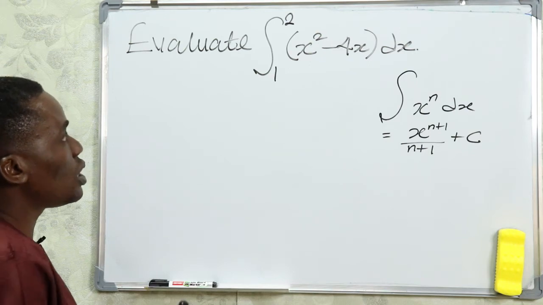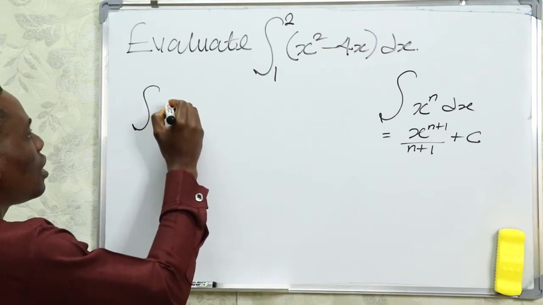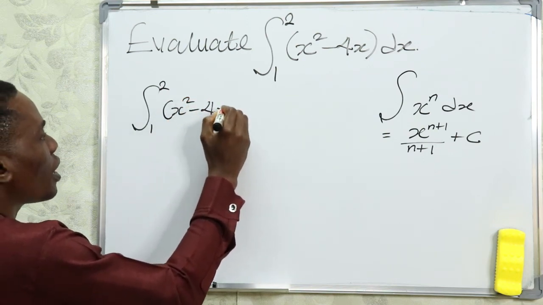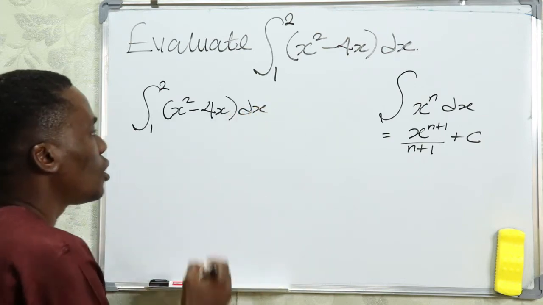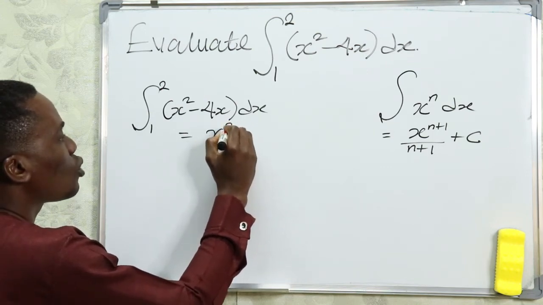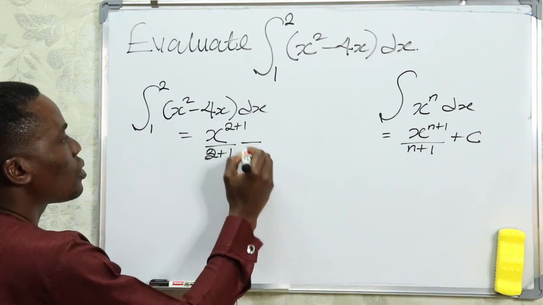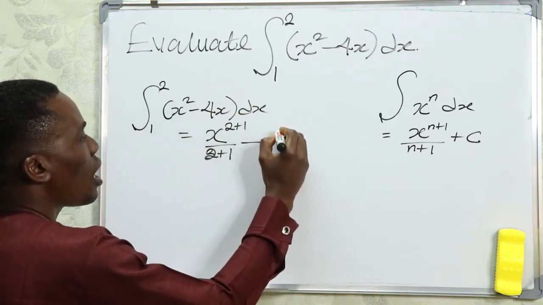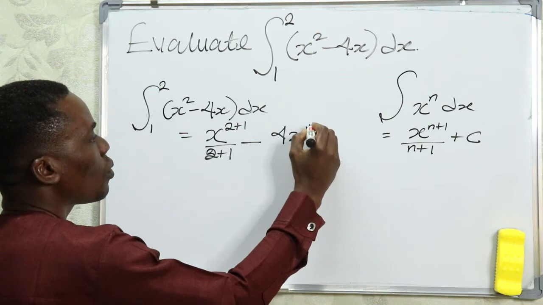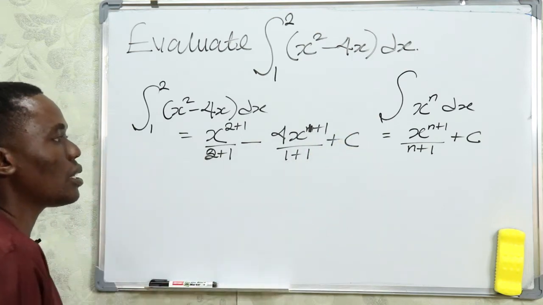Now if you are given that we want to integrate this, we are integrating x squared minus 4x with respect to x within this limit. So if we integrate this, we are going to have x raised to power 2 plus 1 all over 2 plus 1, minus 4 into bracket x to the 1 plus 1 all over 1 plus 1. All of this is with respect to x, and we'll have a constant.